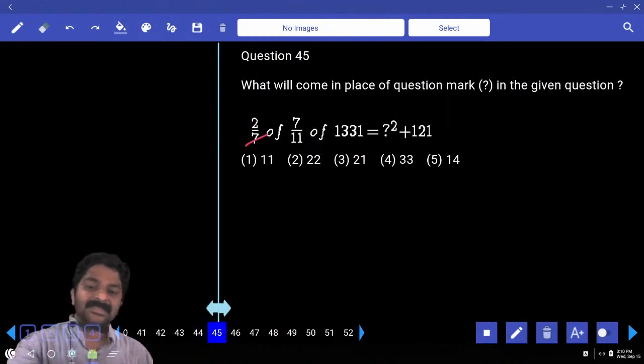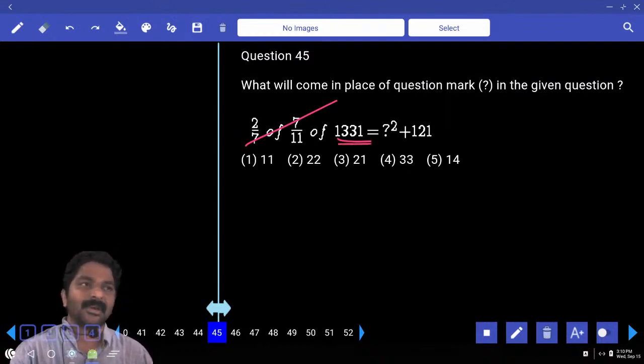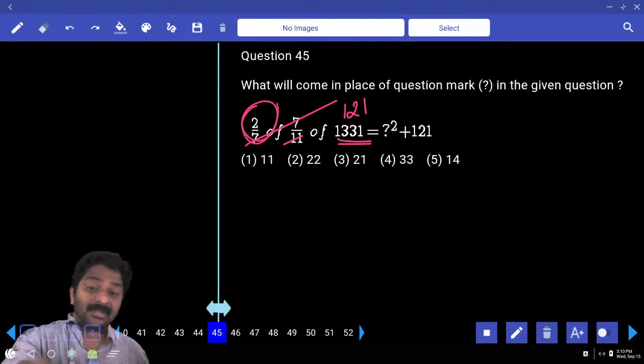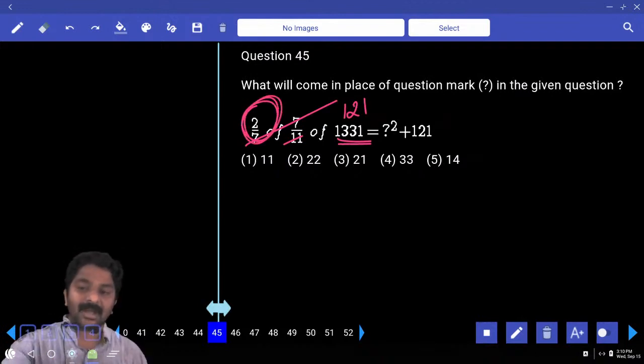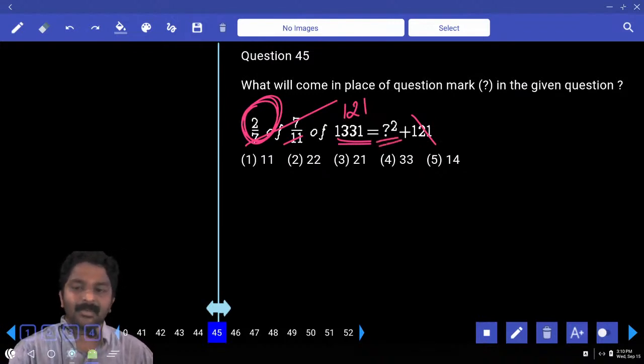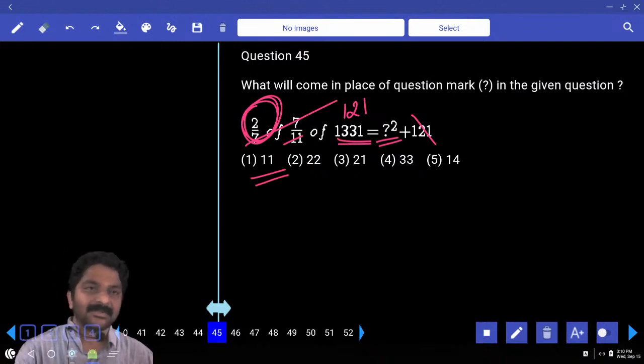Next. 7 gets cancelled. What do you think when you see 1331? What comes to your mind? It's 11 cube. 21, how many times of 121 we have? Come on. 2 times. Already 1 time is already there in right hand side. Then x square must be equal to 121 only. 121 can be written as which number square? 11 square, first option.